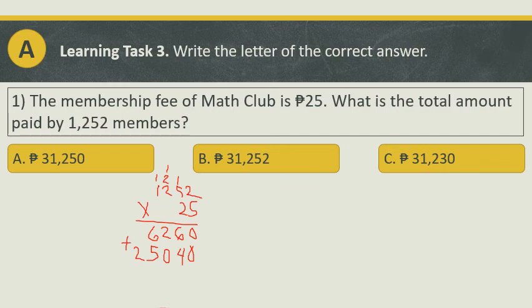So, let us add the partial products. So, 0 plus 0 is 0. 6 plus 4 is 10, carry 1. So 2 plus 1 is 3. 6 plus 5 is 11. So carry 1. And 1 plus 2 is 3. So ang answer po natin is 31,300 pesos. So nakikita nyo dito sa ating mga choices, wala yung tamang sagot. So ang tamang sagot po talaga is 31,300.